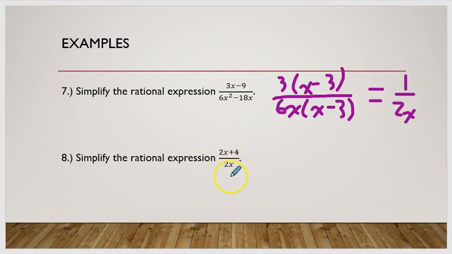Next one, number 8, again, please do not cancel the 2x's on the top and the bottom. That does not work. That will mess up your answer. Instead, take out the GCF on top, which is going to be 2. And on the bottom, since there was just one term, there was nothing to really factor or cancel out there. So on the bottom, I still just have 2x. But now I can cancel the 2 from the numerator and the denominator, which will leave me with x plus 2 over x instead.